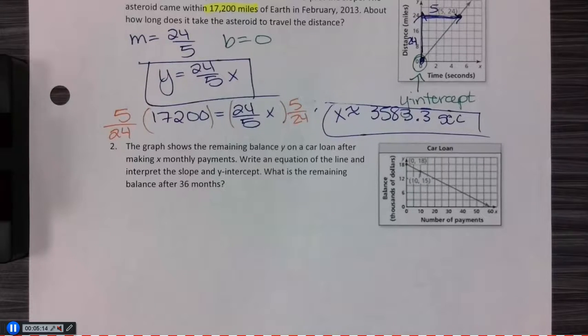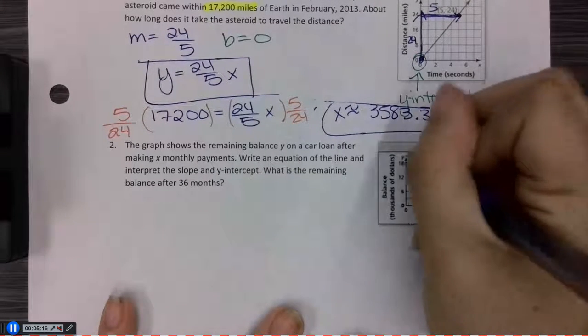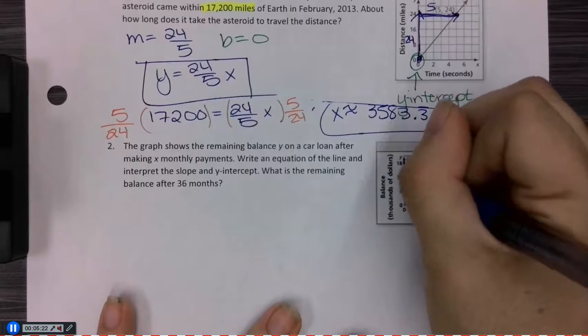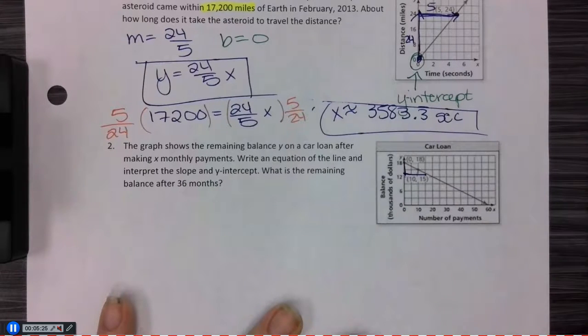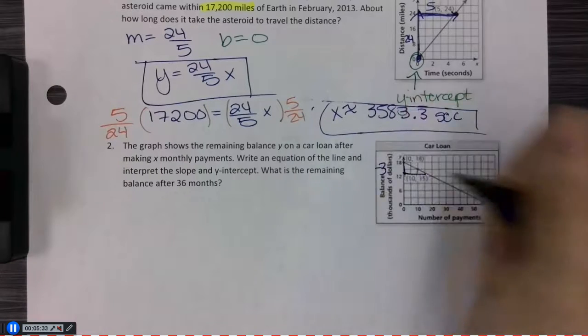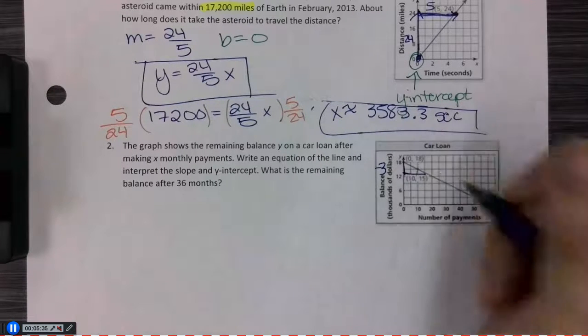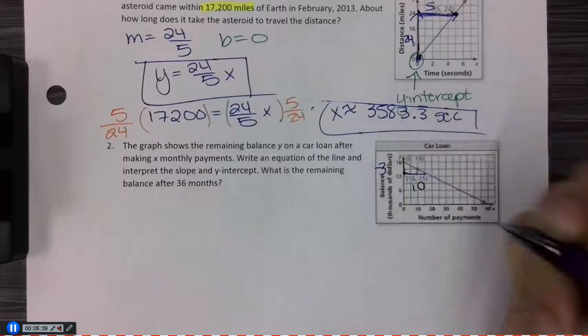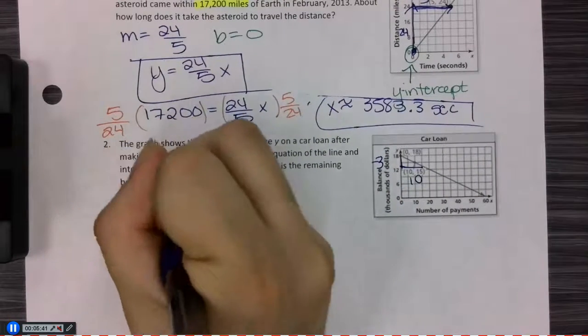Number 2, this one actually gives me 2 points. I have 0, 18 and 10, 15. So how many am I going down from 18 to 15? How many numbers are between 18 and 15? Not how many squares. 3. So I'm going down 3, and how many am I going right from 0 to 10? 10. So my slope here is negative 3 over 10.